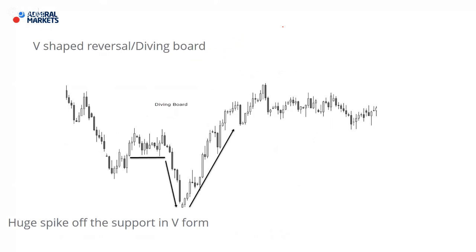V-shaped reversal or diving board is a reversal pattern. I don't trade it, but I usually take a look at it as a reversal pattern that gives me a cue that the price is going to reverse. So I personally don't pay any special attention to it, except that I want to see a V-shaped reversal, and then I might decide whether the trend changes or not.